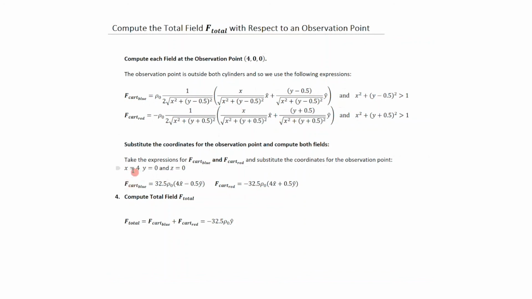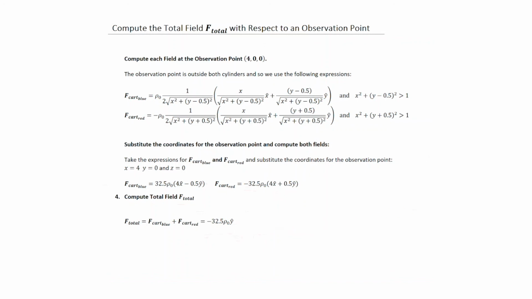So we just substitute x equals 4, y equals 0, and z equals 0 into these two expressions. If we do that for the case of the blue cylinder, then the field for the blue cylinder will be 32.5 rho, 4x hat minus 0.5 y hat. If we do it for the red cylinder, then we end up with minus 32.5 rho hat, 4x hat plus 0.5 y hat. The last step is to compute the total field. So we just add these two together, and we end up with minus 32.5 rho hat y hat. This would be the final answer at a particular observation point.